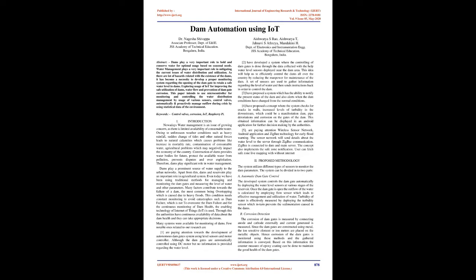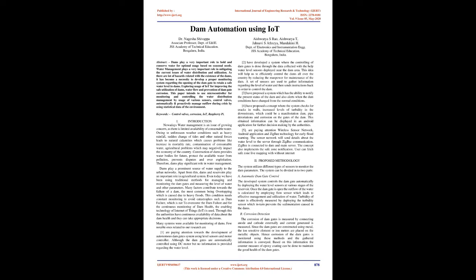As there are a lot of hazards related to the existence of dams, it has become a necessity to develop a proper monitoring system regarding the opening of the dam gate to retain a safe water level in dams. Exploring the usage of IoT for improving the safe utilization of dams, water flow and prevention of dam gate corrosion.